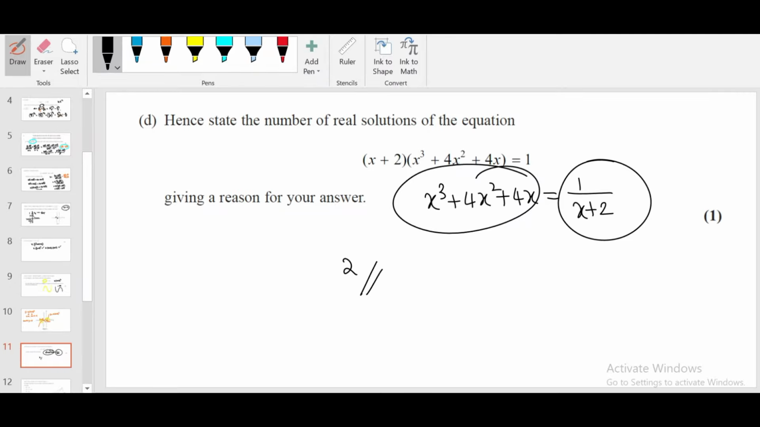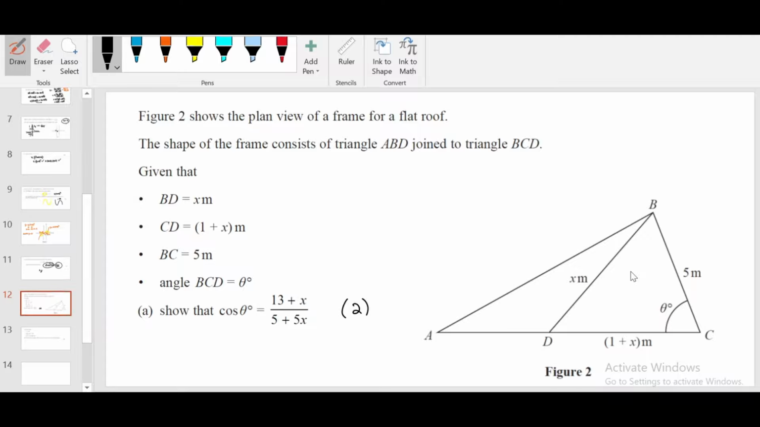That's the solution. Let's look at question number 5 now. This is from Radiance. Figure 2 shows the plan view of a frame for a flat roof. The shape of the frame consists of a triangle ABD. As you read the question, you need to look at the figure and understand it. They are talking about this triangle ABD joined to another triangle BCD.